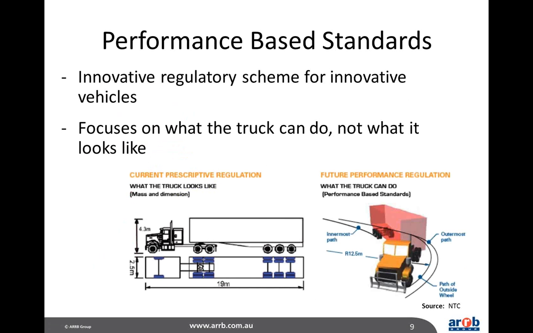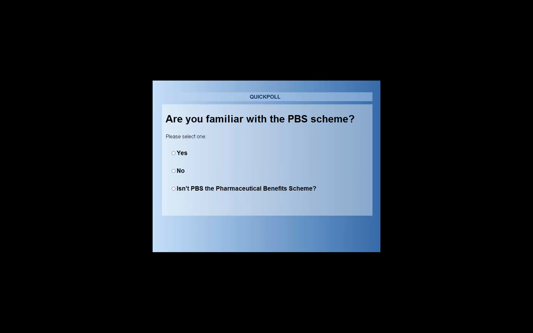So in order to detail the changes in the 2 vehicles, I'll have to briefly describe the PBS scheme. At this stage I'd like to open a poll, just asking whether you're already familiar with this PBS scheme. And the answers should be reasonably easy to understand.